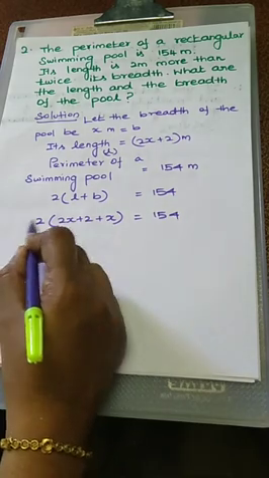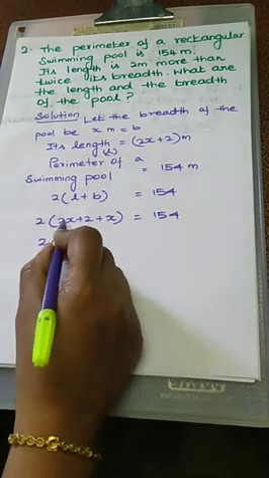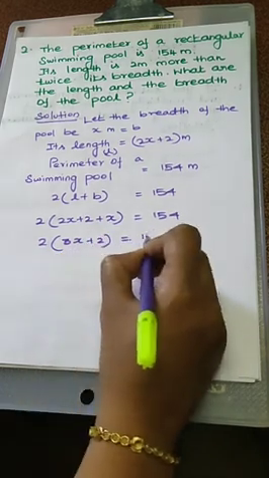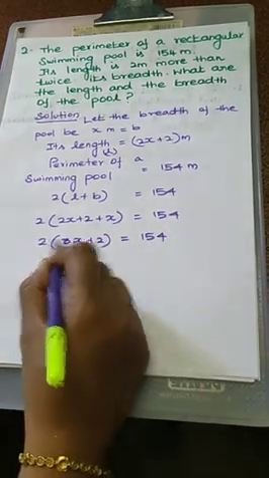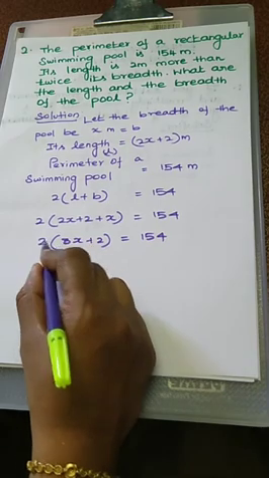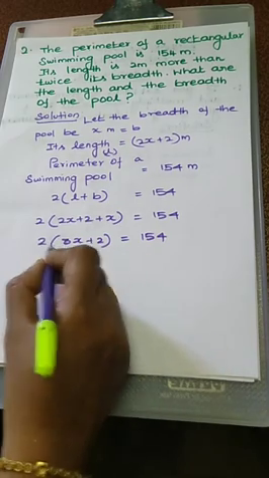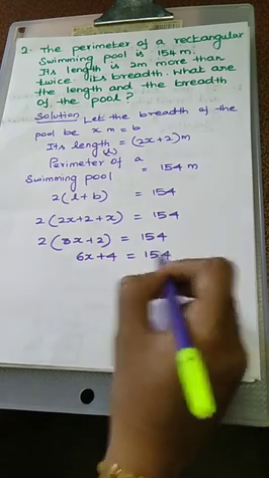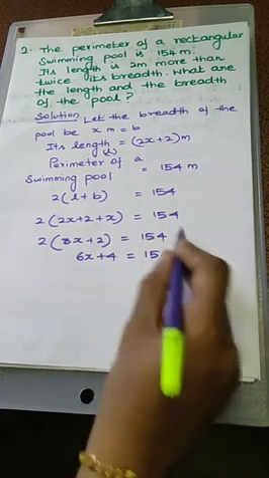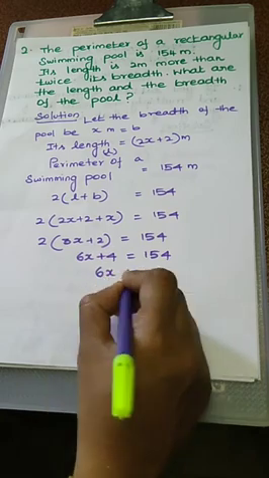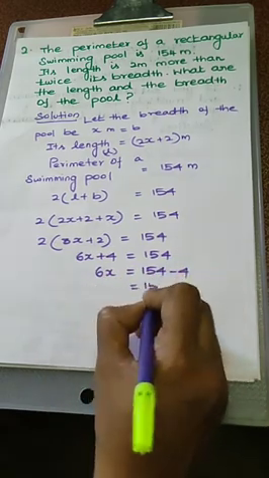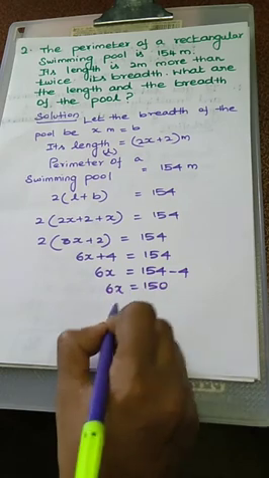First add the values, then multiply with 2. 2 of (2x plus 1x, 3x plus 2) is equal to 154. Multiply the values using the number 2. 2 into 3x, 6x. 2 into 2, 4, is equal to 154. So, transposing the 4 value to RHS, 6x is equal to 154 minus 4. That is 150. 6x equal to 150.